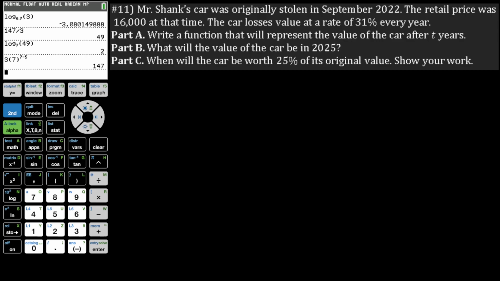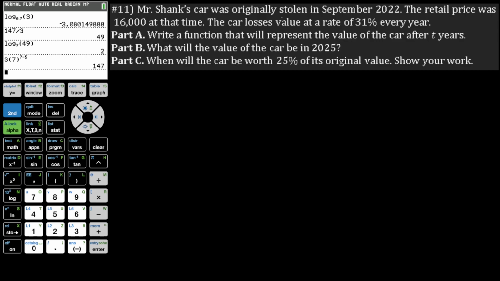It says Mr. Shank's car was originally stolen, RIP, in September 2022. The retail price was $16,000 at the time. The car loses value at a rate of 31% every year. So part A, write a function that will represent the value of the car after t years. Part B, what will the value of the car be in 2025? And when will the car be worth 25% of its original value?